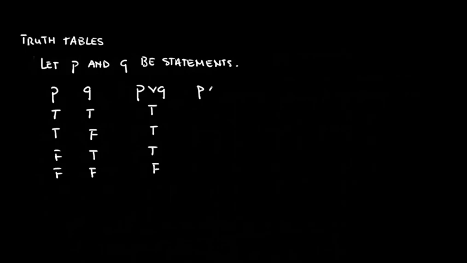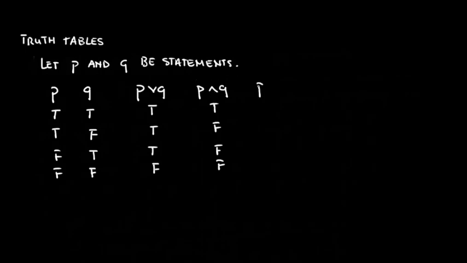Now for P and Q, we need both P and Q to be true at the same time. So we have true and true, that is true, but then we have true and false, false and true, and false and false. So those are all going to be false. Okay, because we need P and Q to be true at the same time for this compound statement to be true.